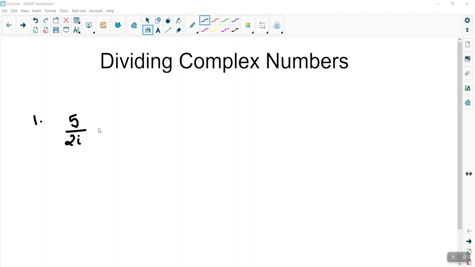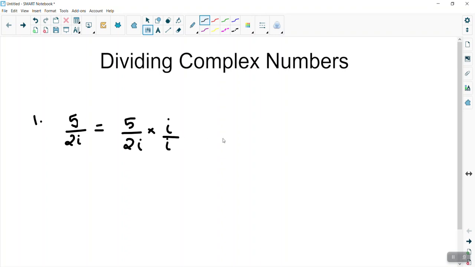So I'll explain how to divide complex numbers. We will start by dividing monomial by monomial. So here we have the number 5 divided by 2i. To do this, what we do is we multiply both the numerator and denominator by i.